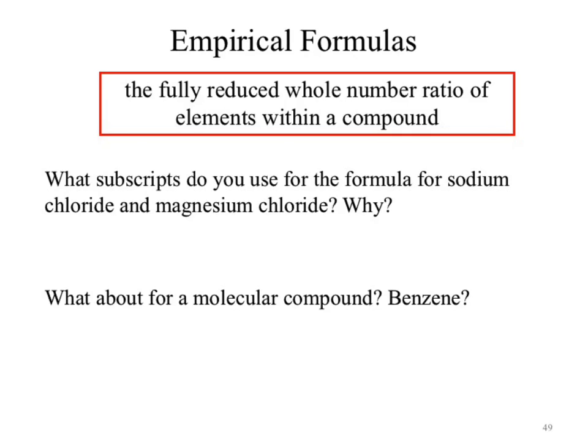Empirical formulas. Believe it or not, we've been working with empirical formulas already, because most of the compounds we've worked with happen to be ionic compounds. And when we look at an ionic compound, say sodium chloride, what is its formula? NaCl. Or a formula like magnesium chloride, what is its formula? MgCl2, right? Okay. Well, our empirical formula is the fully reduced whole number ratio of the elements within a compound.